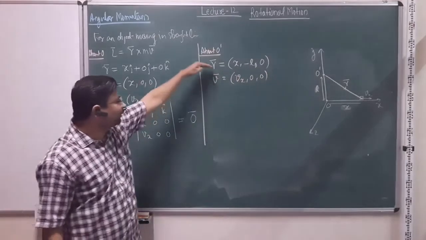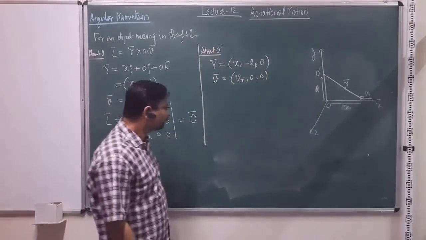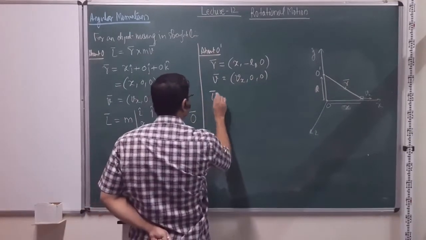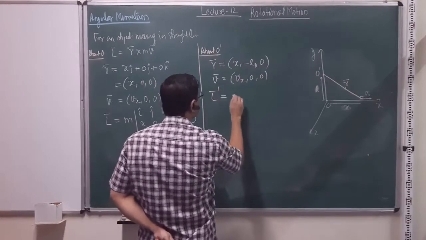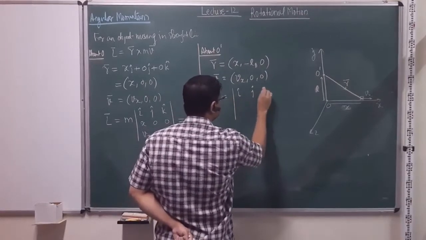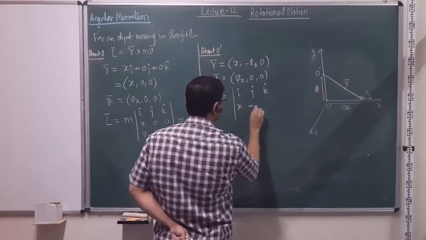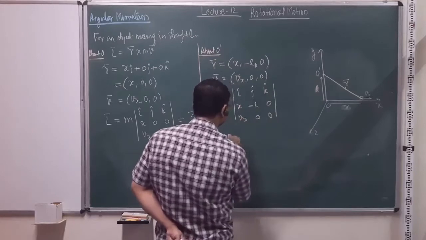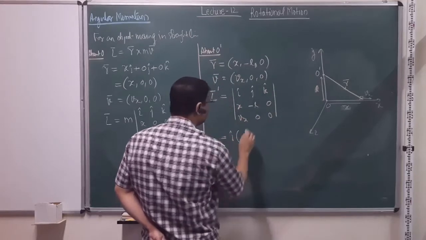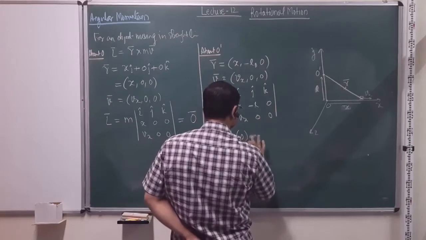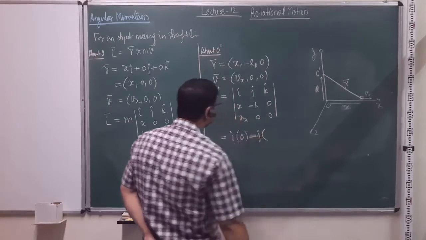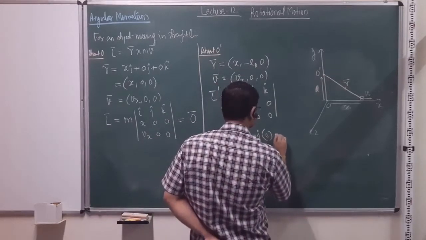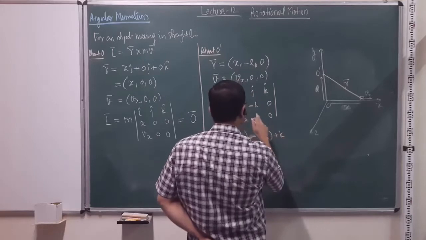So the position vector is changed, the velocity has not, because the origin is simply shifted by a constant amount. So L, let's write it L prime, is then exactly the same way, the determinant of i, j, k, x, minus L, 0, vx, 0, 0. And now we calculate it. i cap, 0, j cap, 0, k cap.